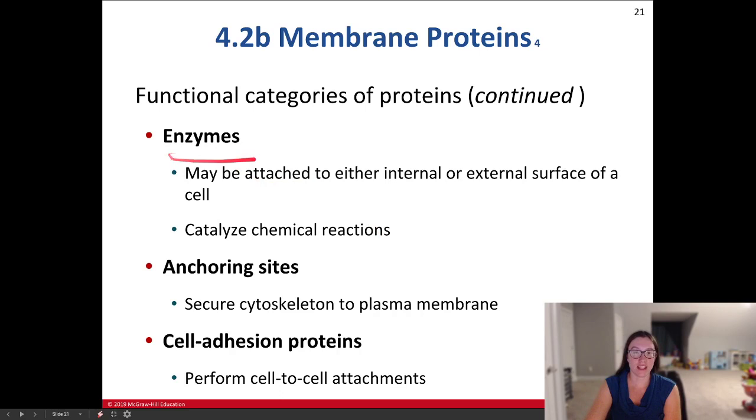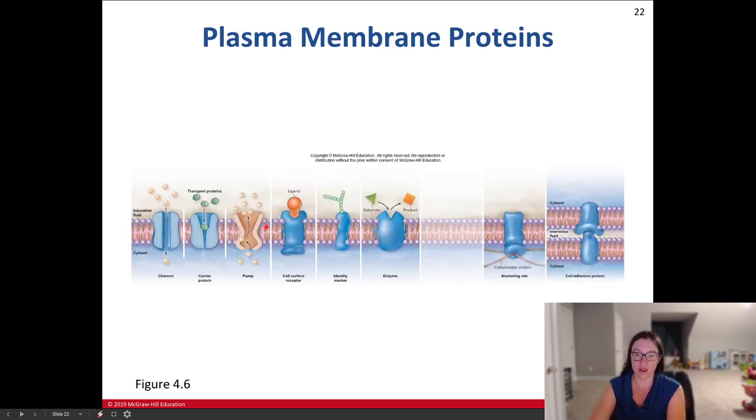The next structure is an enzyme, and enzymes are going to be covered extensively in chapter 3. These enzymes are going to catalyze chemical reactions and make them go faster. They could be integral proteins or peripheral proteins, attached on the outside or the inside of the cell. But they're just going to make these reactions happen faster.